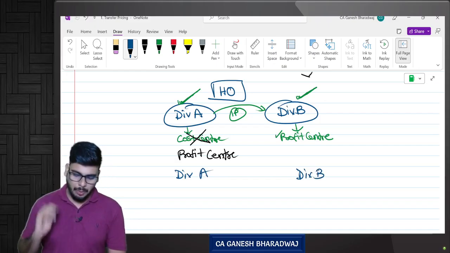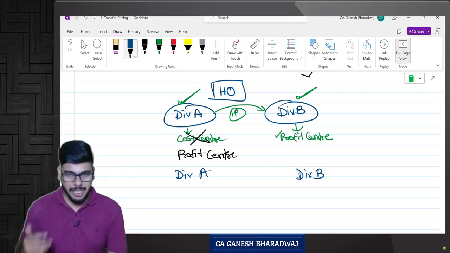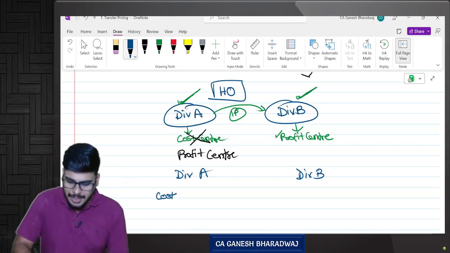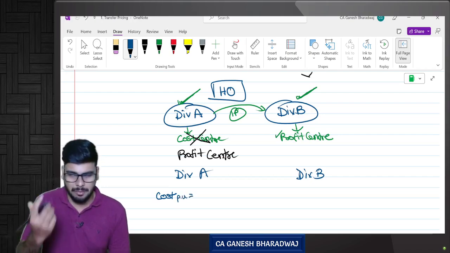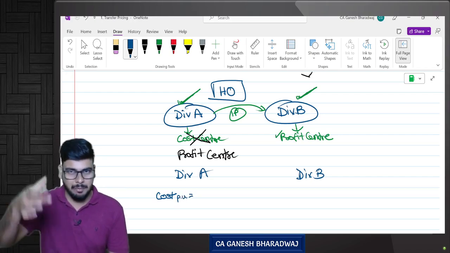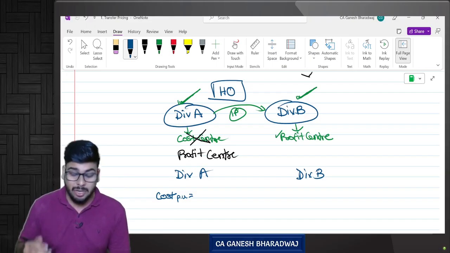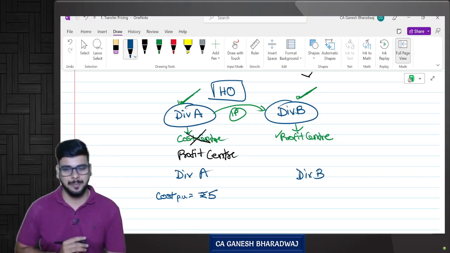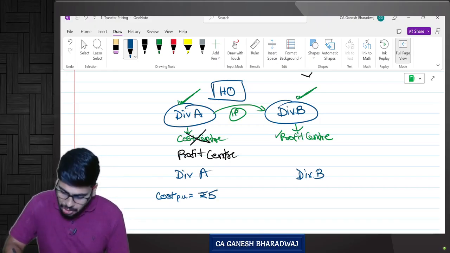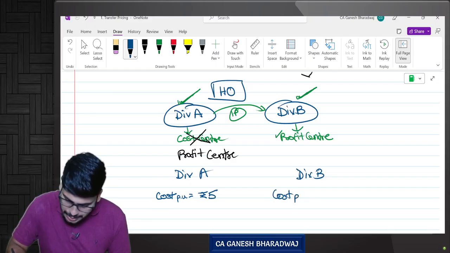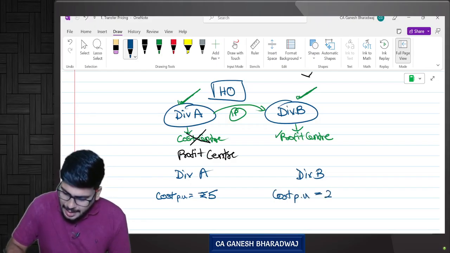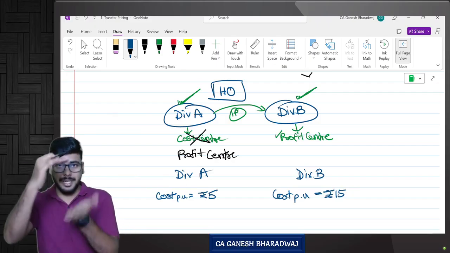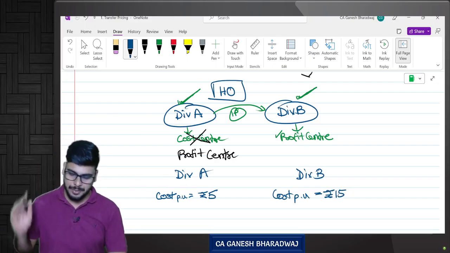Right now, let us say division A. Let us say the cost incurred to manufacture per unit of the Pepsi bottle, the empty bottle, is rupees 5. Division B, let us say the cost incurred per unit is rupees 15. What is the cost incurred here? Basically for that soft drink manufacturing, it is rupees 15.